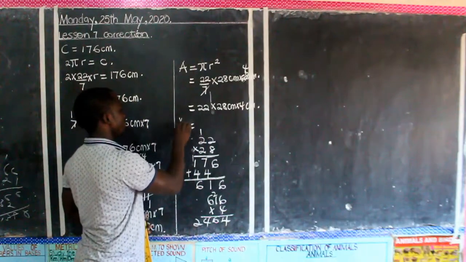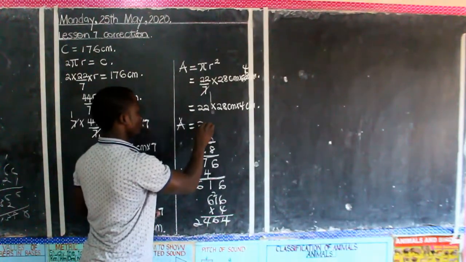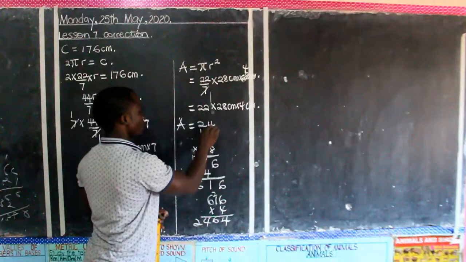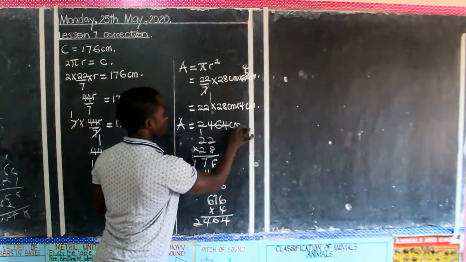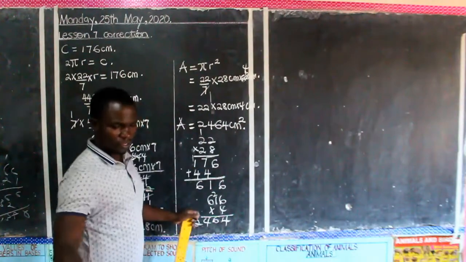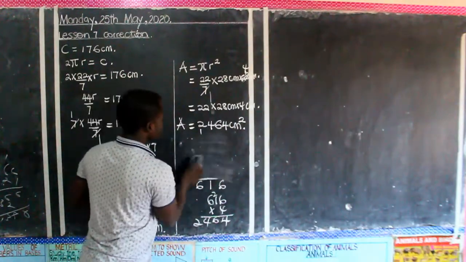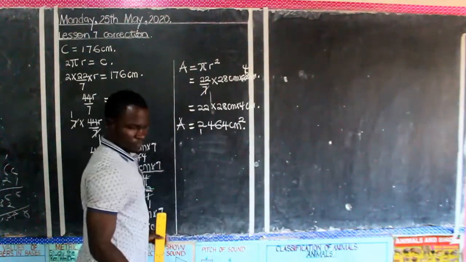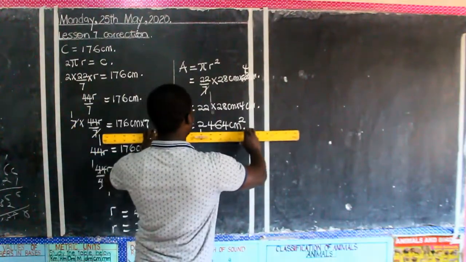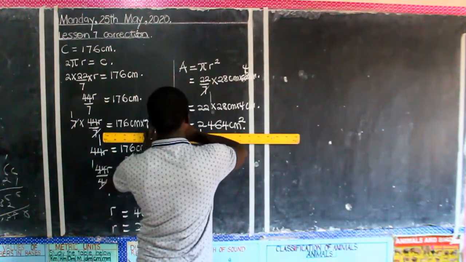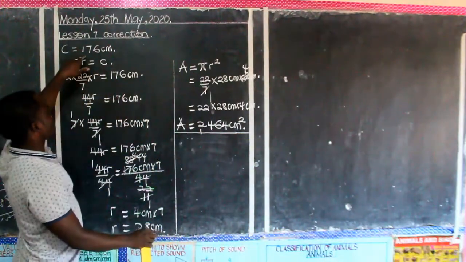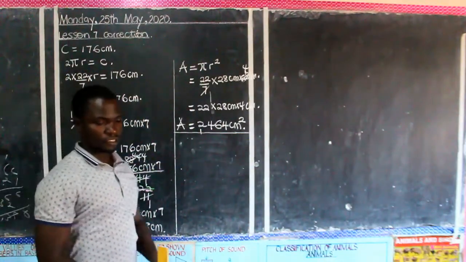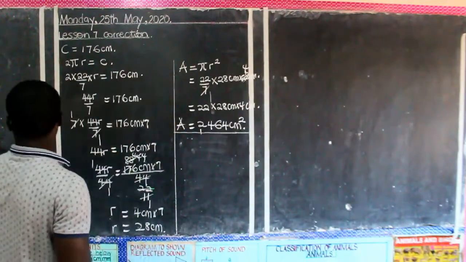So our area here equals 2,464 square centimeters. So this is the area of a circle whose circumference is 176.